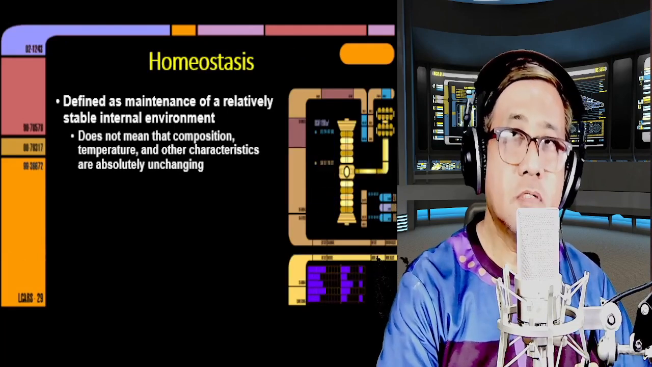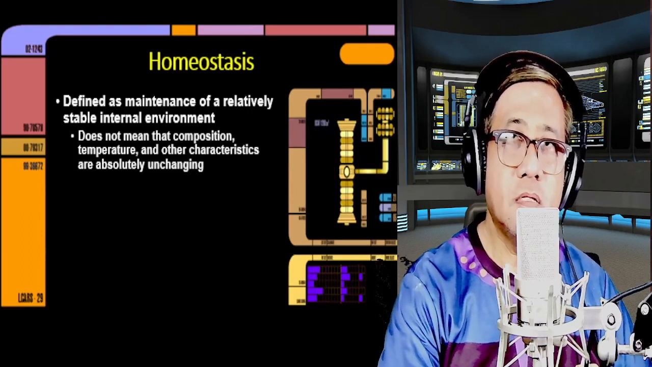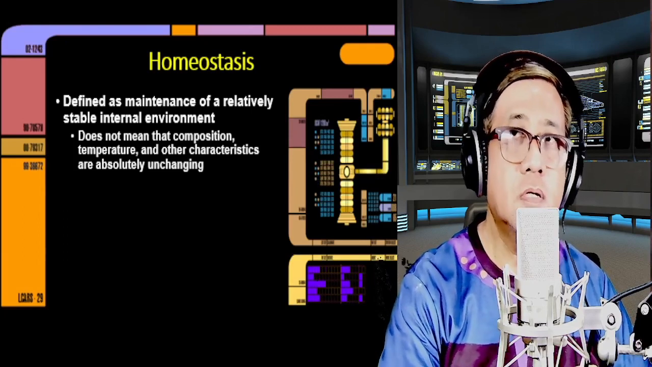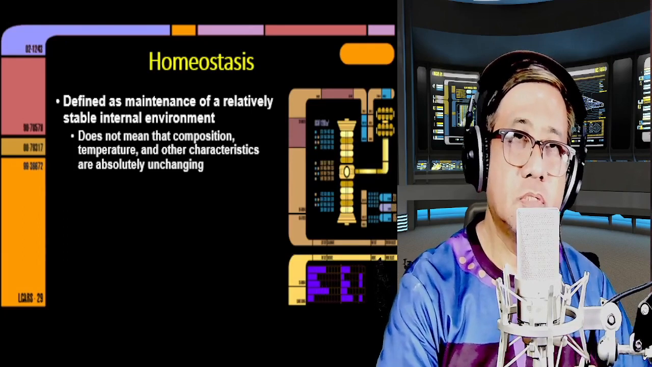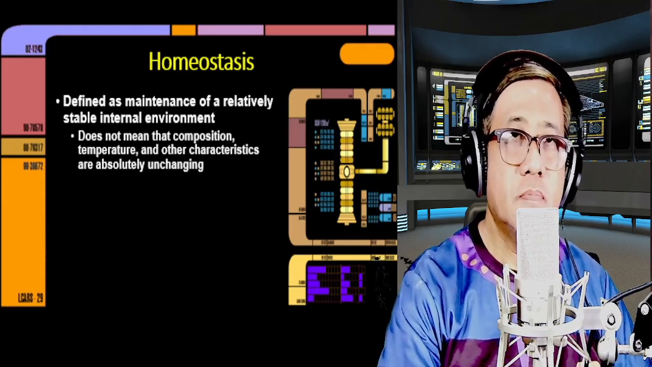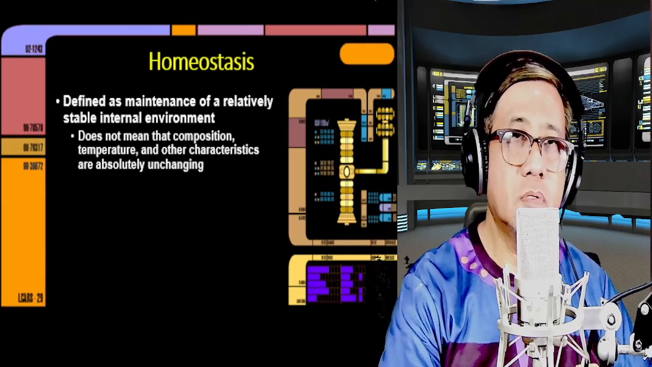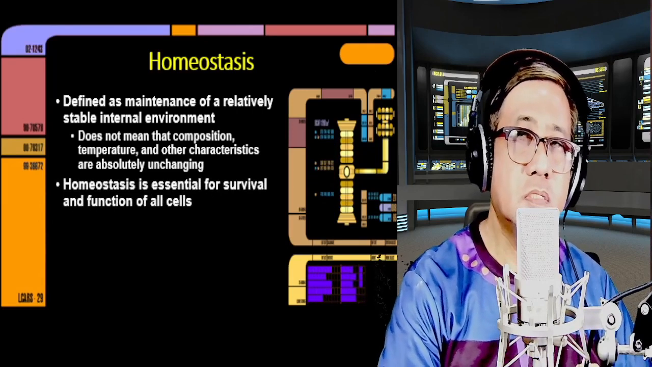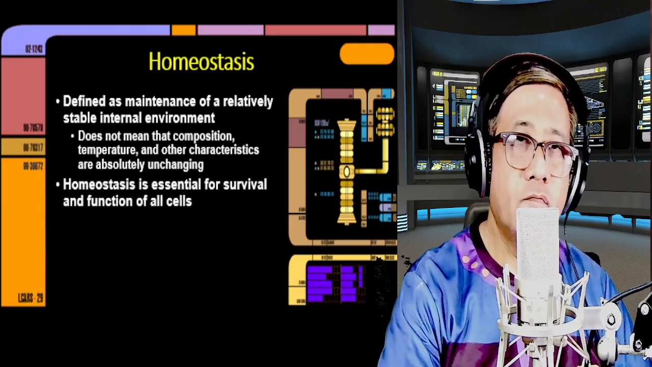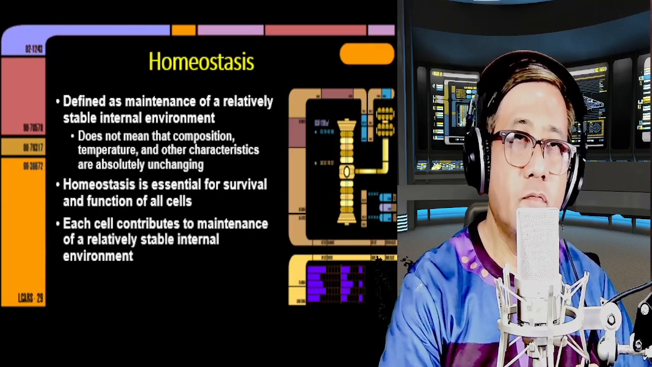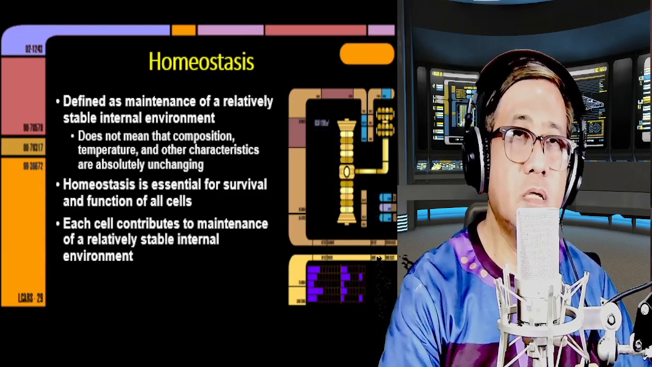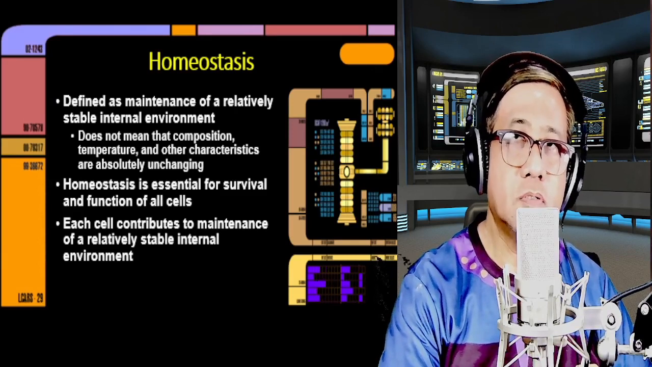Alright, and again, homeostasis, as I have mentioned earlier, is defined as the maintenance of a relatively stable internal environment, or the maintenance of balance or steady state. But again, it does not mean that composition, temperature, and other characteristics are absolutely unchanging. Or we can say that homeostasis is essential, like what I mentioned earlier, for the survival and functioning of all the cells. Each cell contributes to the maintenance of a relatively stable internal environment. So that is our concept of homeostasis.